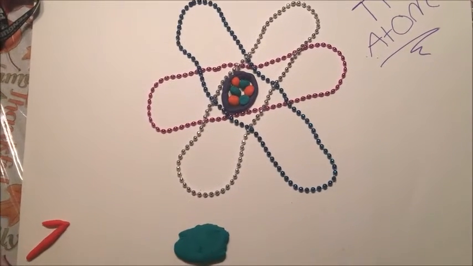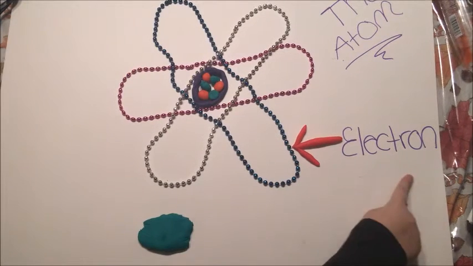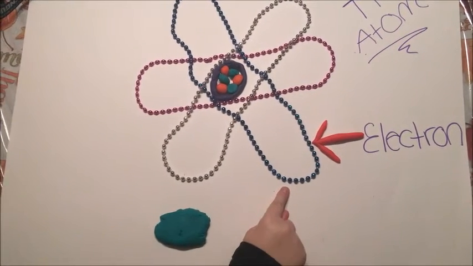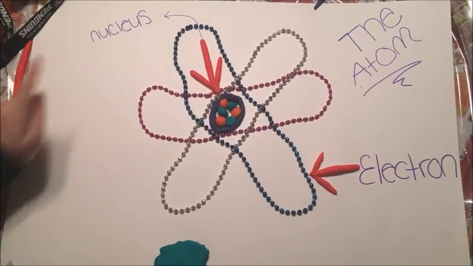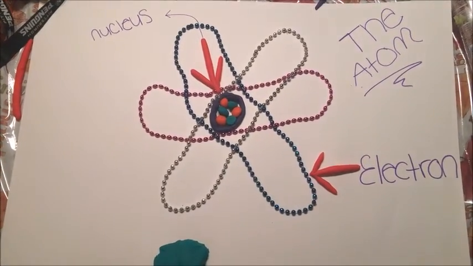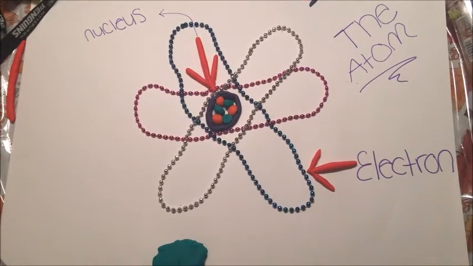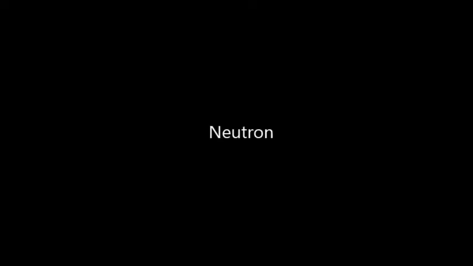This is an atom. This is the electron, a particle with a charge of negative electricity. This is a nucleus, a positive charge central core of an atom that consists of protons and neutrons.